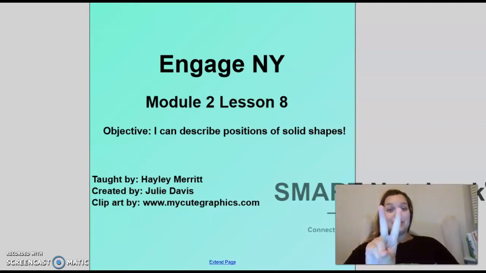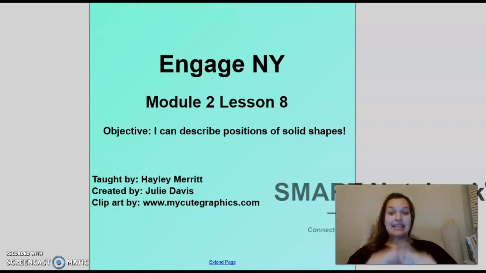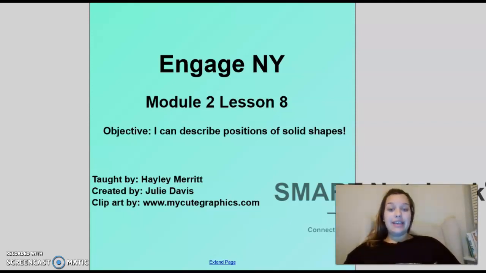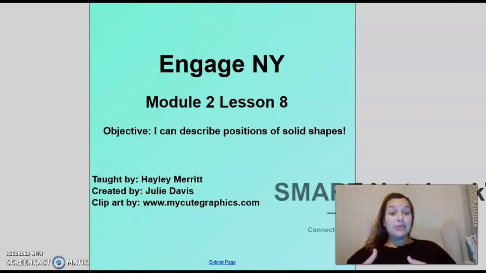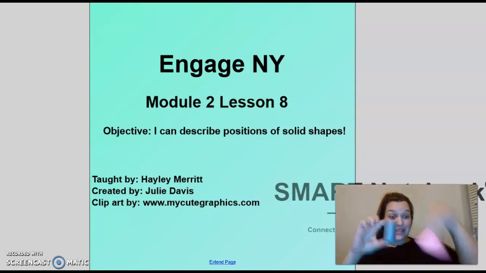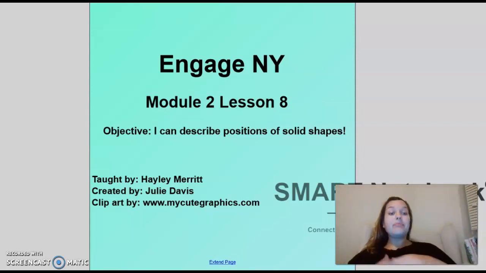Today we're going to do Module 2, Lesson 8. And our objective is I can describe positions of solid shapes. We're going to use those positional words, just like we did with the flat shapes, with our solid 3D shapes. Okay? So to warm up today, we're going to do a positional word activity with our hands.